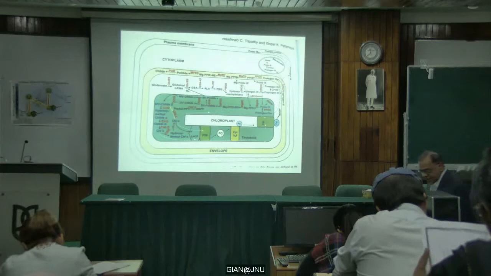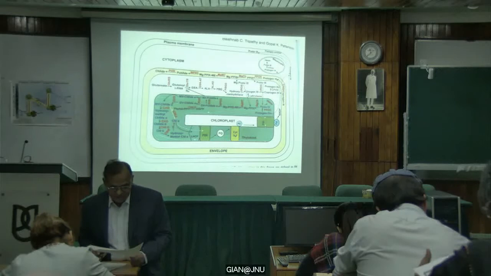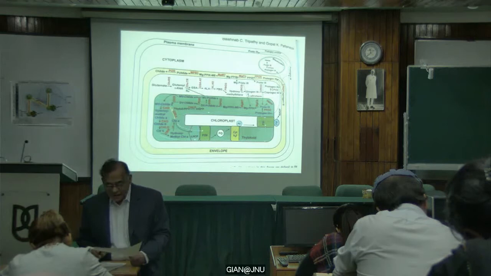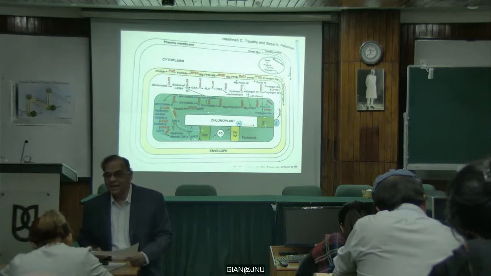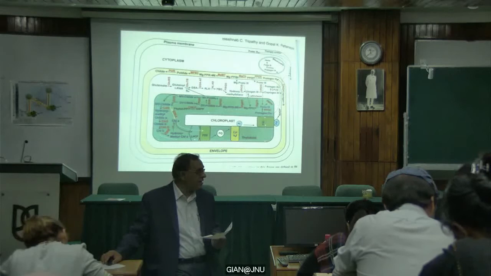The four of these porphobilinogens combine or condense together by the enzyme PBG deaminase. PBG deaminase. And hydroxymethylbilane is synthesized. Combined with deaminase and uroporphyrinogen III synthase to give you uroporphyrinogen III. You see that? Uroporphyrinogen III.